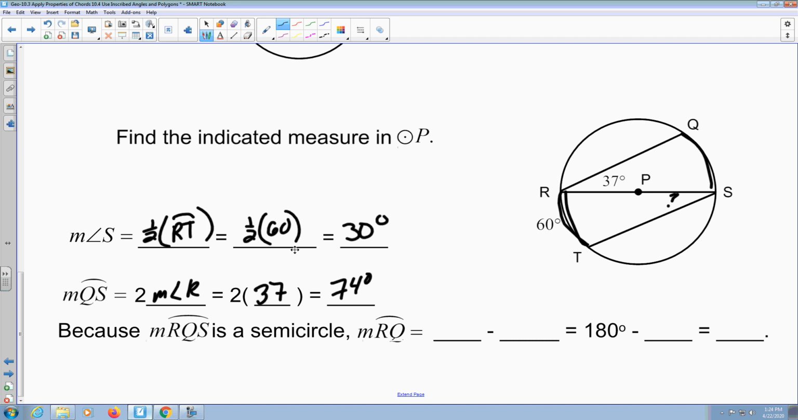Now, below here it says RQS is a semicircle, which means that if you wanted to find the arc measure of RQ, you'd simply take 180 and subtract the measure of QS, which we know is 74. So to find the measure of RQ, we take 180 minus 74, which gives us 106 degrees.